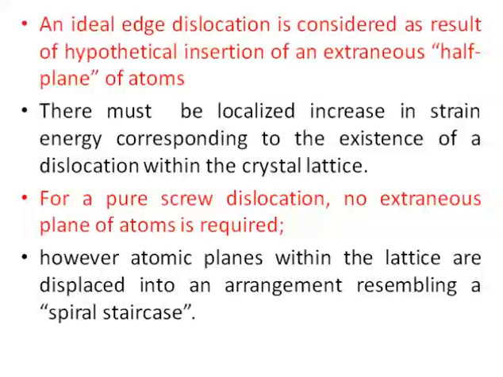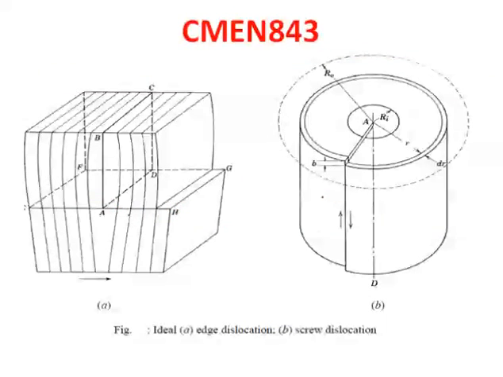And for this pure screw dislocation to happen, we don't need any extraneous plane of atoms to be inserted. However, the atomic planes within the lattice are supposed to be displaced in such a way that they will now be winding just like a staircase of a spiral spring. So these images show the two types of line defects. The first one is what we call the edge, and the second one is what we call the screw line defect.